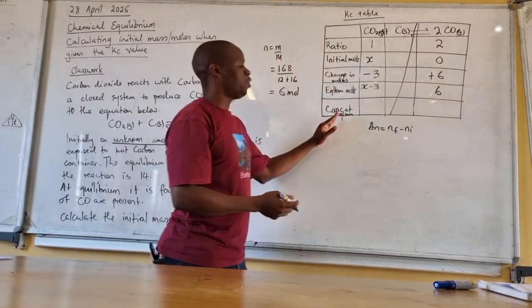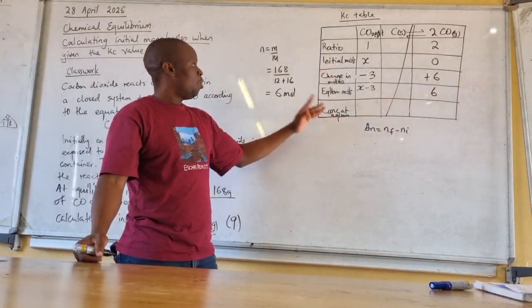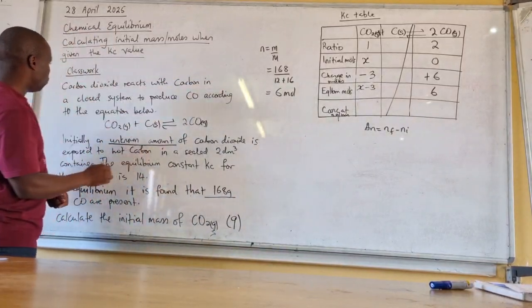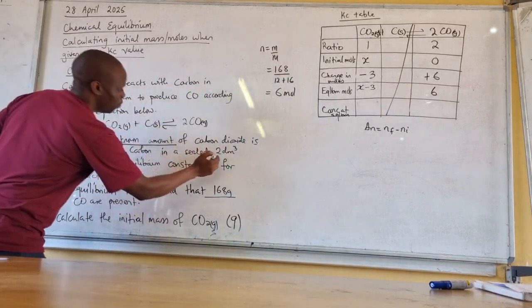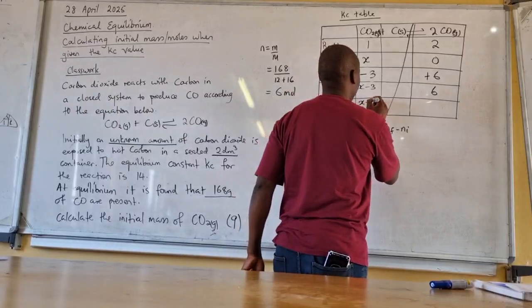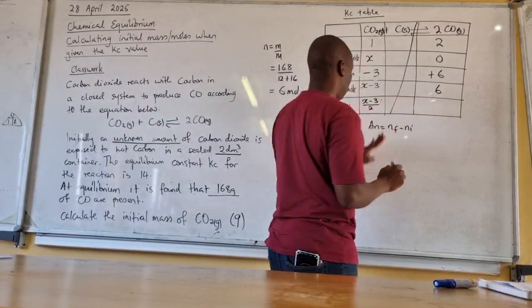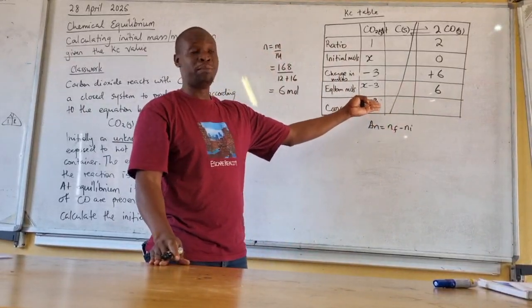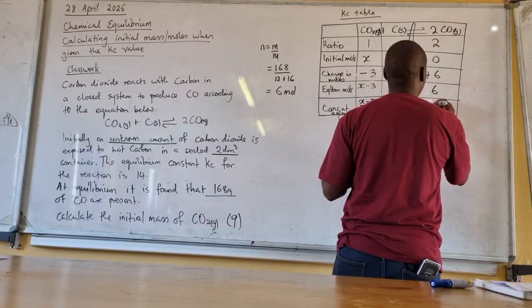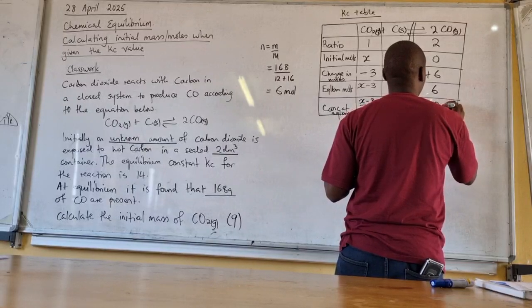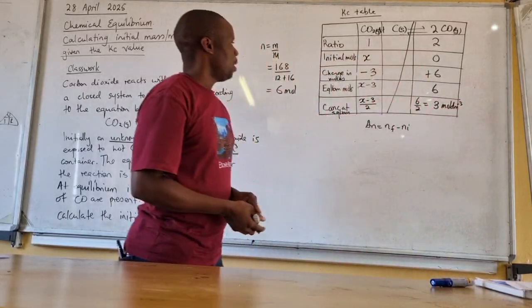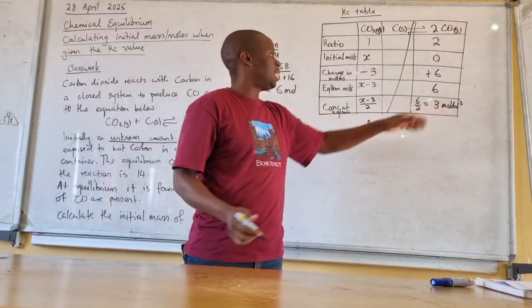Then we move on to the concentration at equilibrium, where we now have to divide the equilibrium moles by the volume, which is given as 2. X minus 3 divided by 2. We keep it like that. We cannot further simplify it. We leave it like that. 6 divided by 2, we get 3 moles per cubic decimeter. Okay. These are the concentrations at equilibrium.